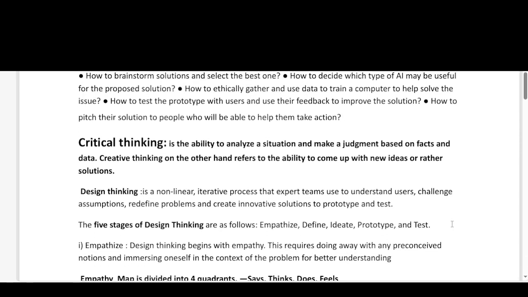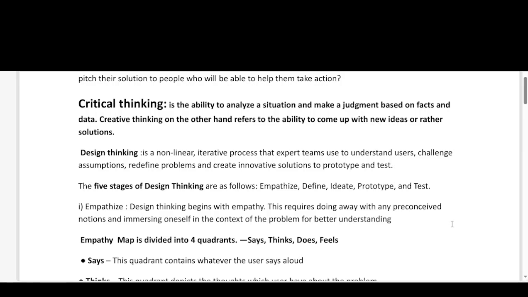Critical thinking is the ability to analyze a situation and make a judgment based on facts and data. Creative thinking, on the other hand, refers to the ability to come up with new ideas or other solutions. Design thinking is a non-linear, iterative process that expert teams use to understand users, challenge assumptions, redefine problems, and create innovative solutions to prototype and test.